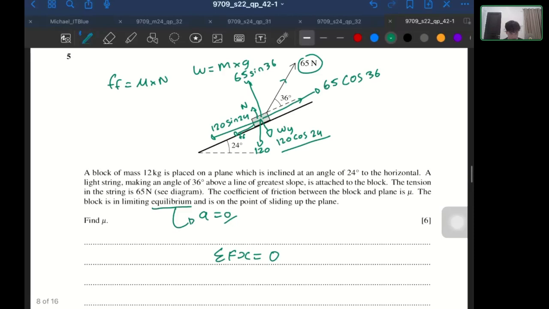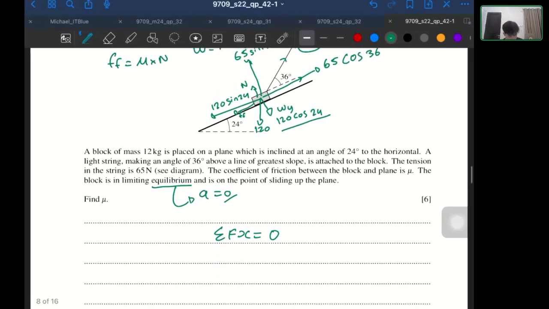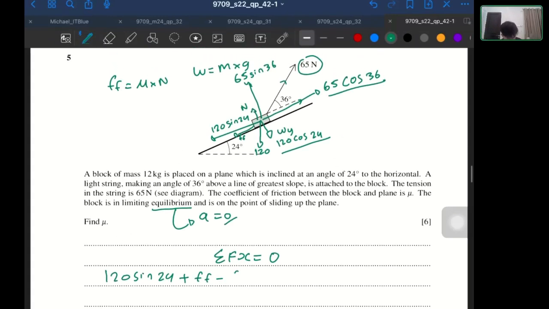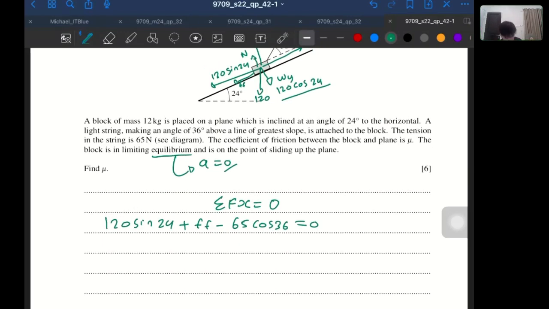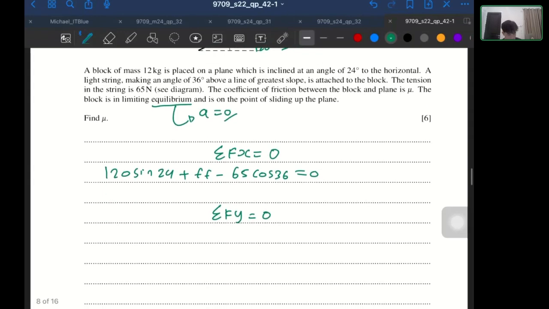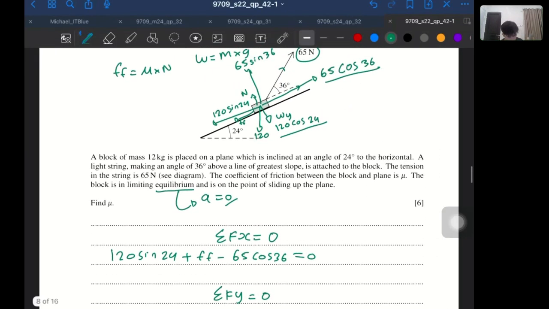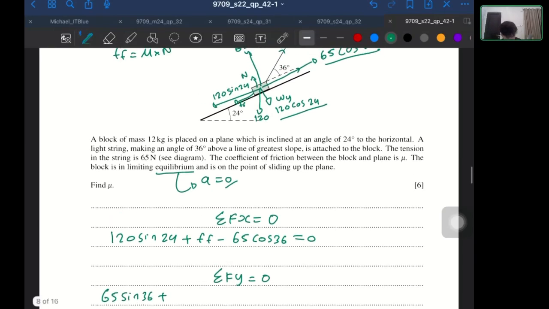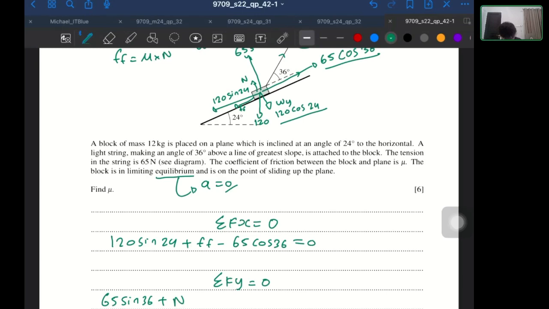Okay, now let's jump into the equations. First, let's calculate the sum of the forces in the x direction. So 120 sine 24 plus the friction force minus 65 cos 36 is equal to 0. Okay, now we could skip this one for a second, and find the ΣFy first, because maybe in the ΣFy we would be given the things that we need to find in the ΣFx. So in the ΣFy, we will be having 65 sine 36 plus N, minus Wy, which is 120 cos 24, is equal to 0.